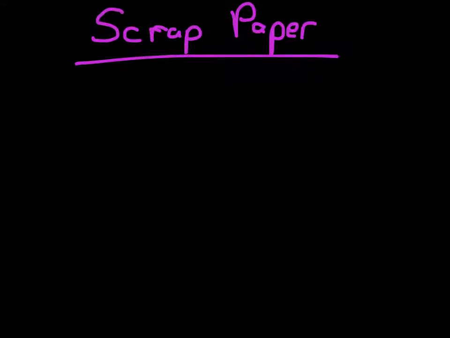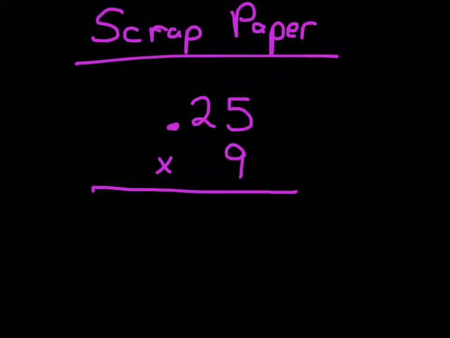Alright, next problem. Let's try 0.25 times 9. You can almost think of this as money. It's like 25 cents up here. 0.25, that'd be a quarter. Say we had 9 quarters. Well, again, ignore the decimal, just multiply. 5 times 9 is 45, 9 times 2 is 18, 4 more makes 22.